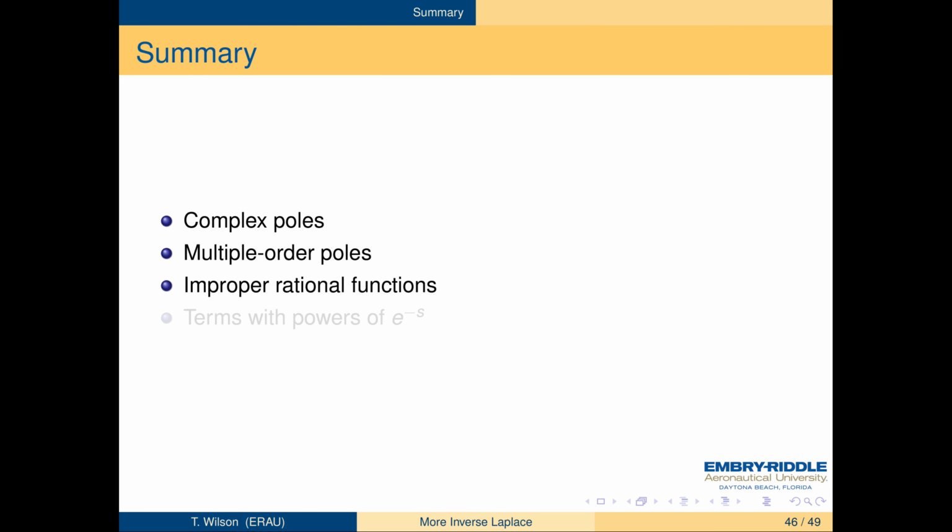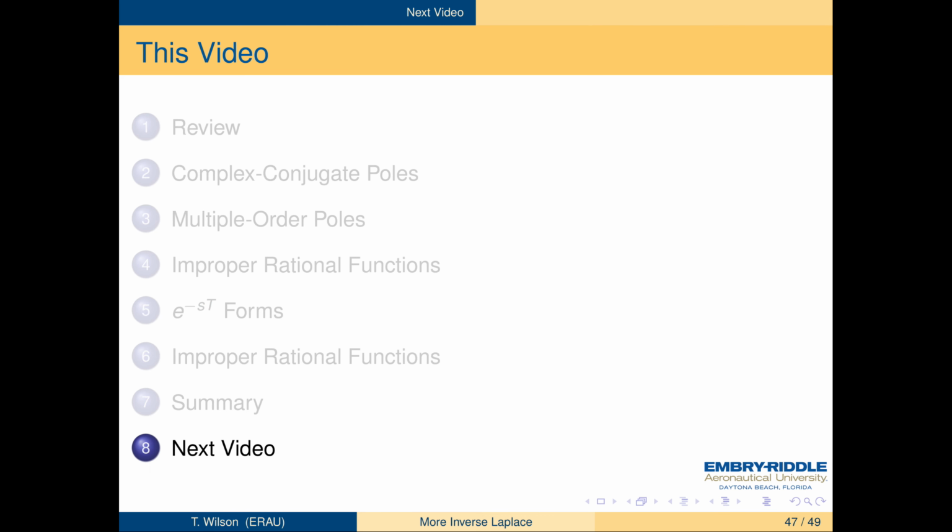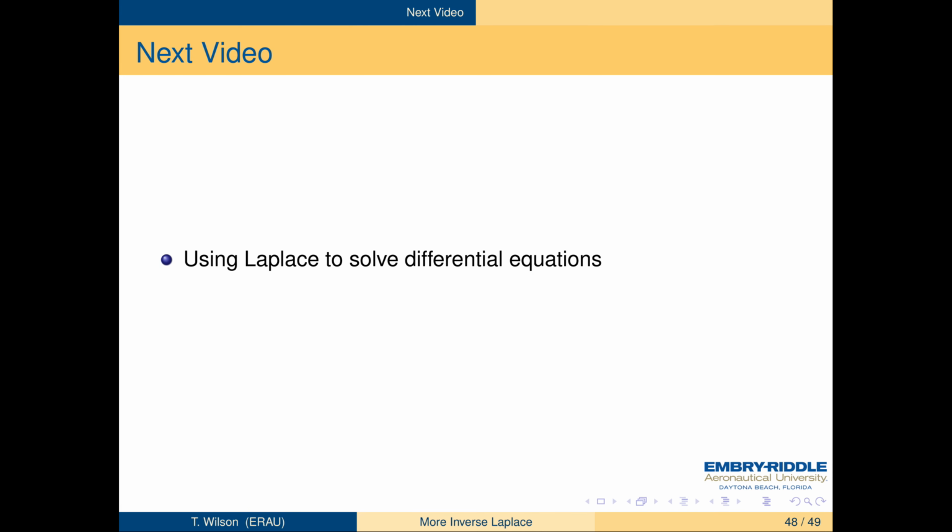That second approach sometimes led us to improper rational functions. In those cases, we could use long division to express the improper rational function as a polynomial in s plus a proper rational function. Finally, we saw how to deal with Laplace transforms containing a power of e to the minus s. In the next video, we'll apply the Laplace transform to the solution of circuits described by differential equations.